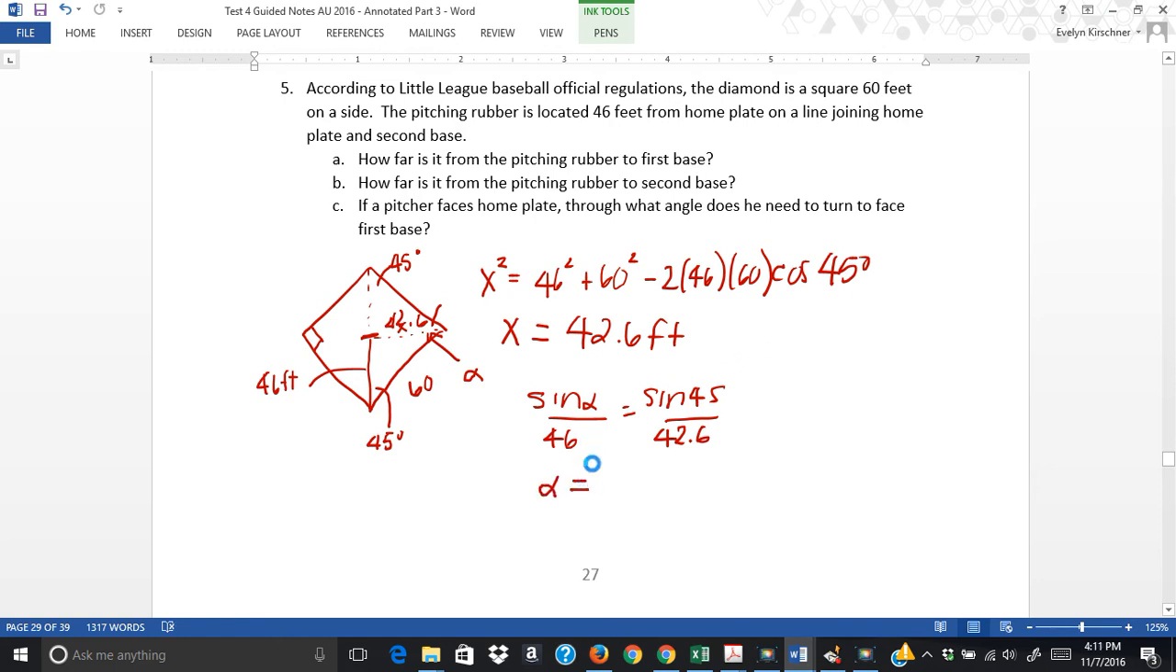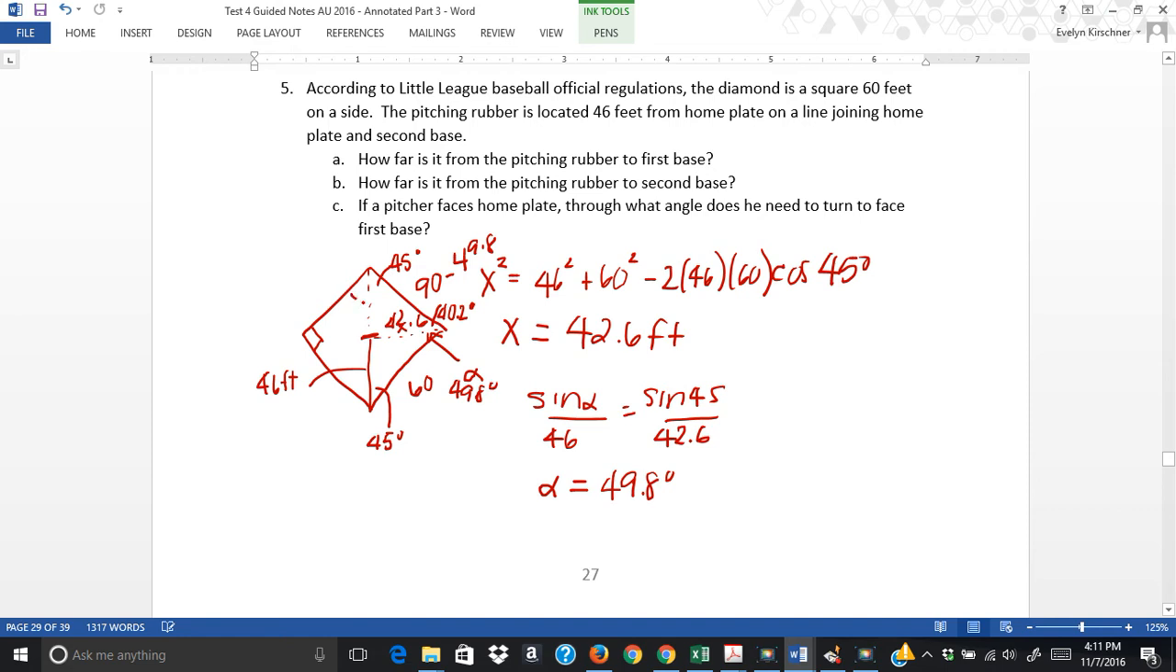So my angle right there is 49.8. So this is 49.8 degrees, and now I know that this angle is 90 minus 49.8. So that angle there is 40.2 degrees.